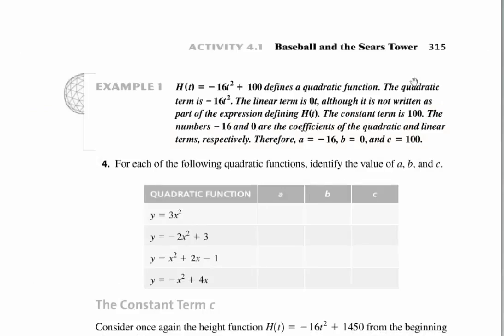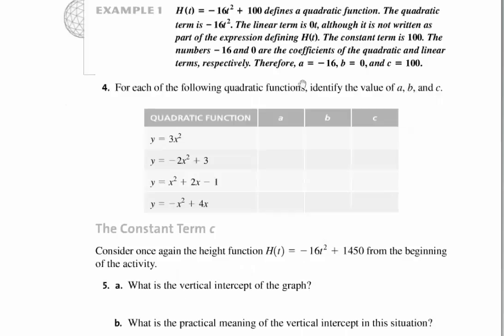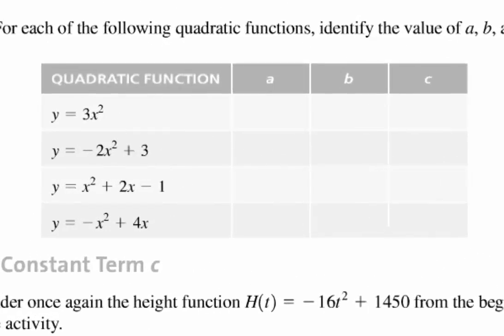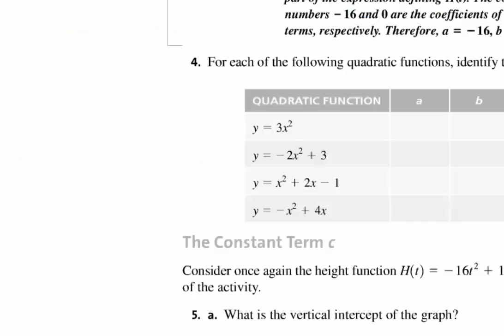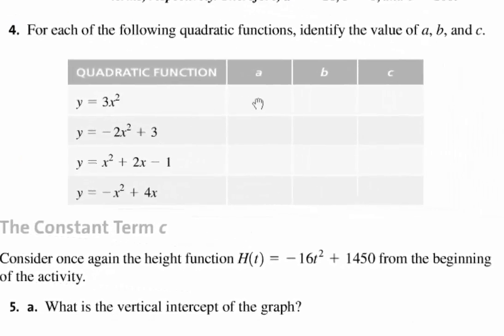On page 315, this is a nice little exercise, problem 4. It asks to identify the parts of the quadratic function. Give me the a, the b, and the c. Remember, the number that's in front of the x squared term is a, the number that's in front of the x term is b, and the constant is c. So thinking about this table, what's a, b, and c?